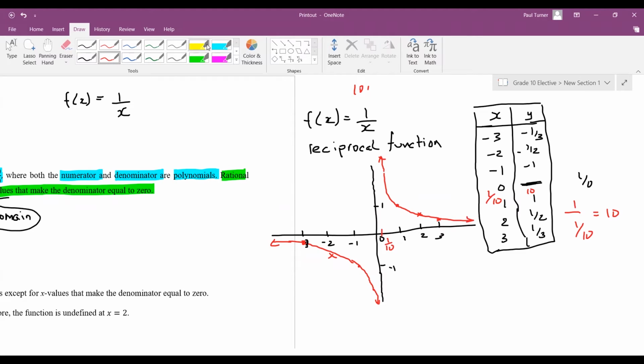Now, important here, which we'll be talking about later, this line here, that's called your vertical asymptote. So the blue line is vertical because it's a vertical line. Asymptote, A-S-Y-M-P-T-O-T-E. Okay, that means that your graph will approach the asymptote but never touch it. So this red line here is never going to touch this blue line, impossible.